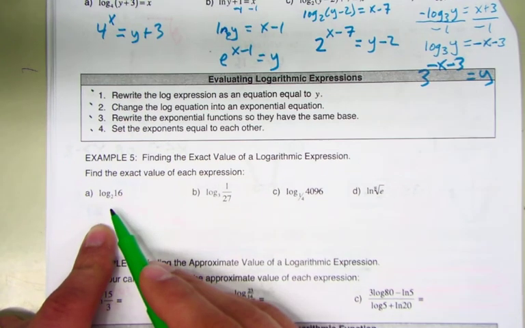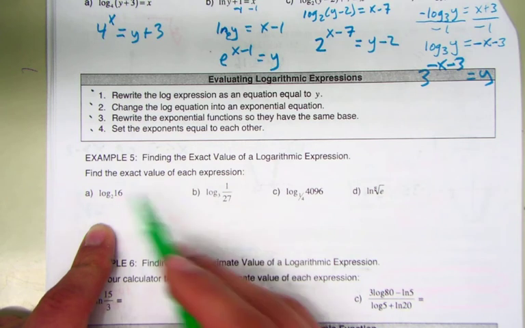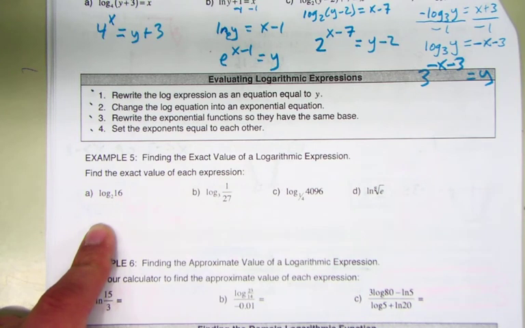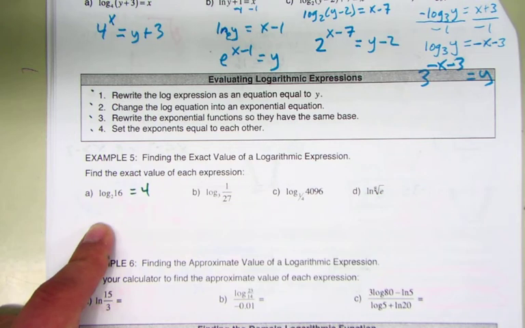What's the base here? So this is really saying 2 to what exponent is 16? In other words, what's the exponent that changes a 2 into 16? Well, let's see. 2 squared is not 16. 2 cubed is still not 16, right? What would it be? 4. Okay? So the answer here is just 4.